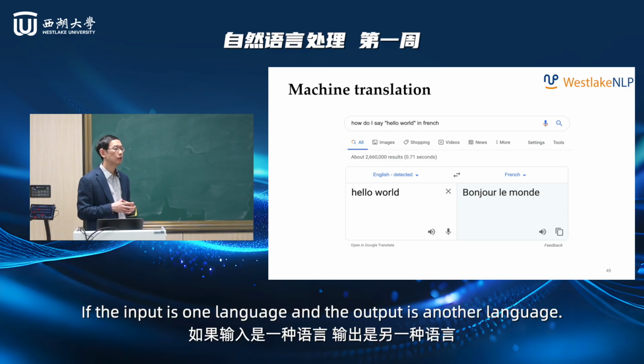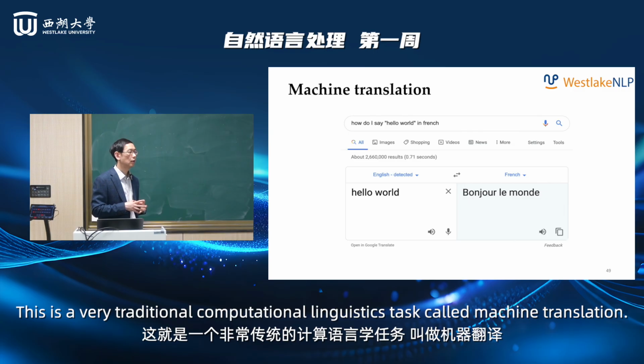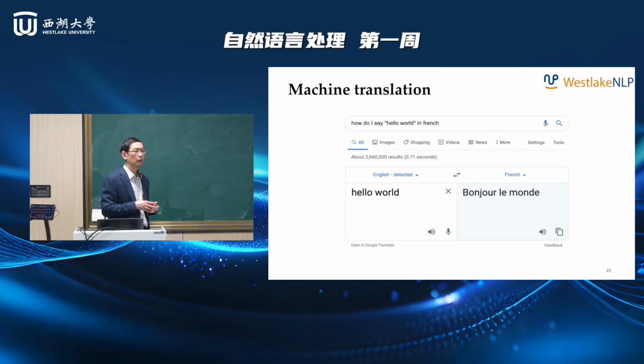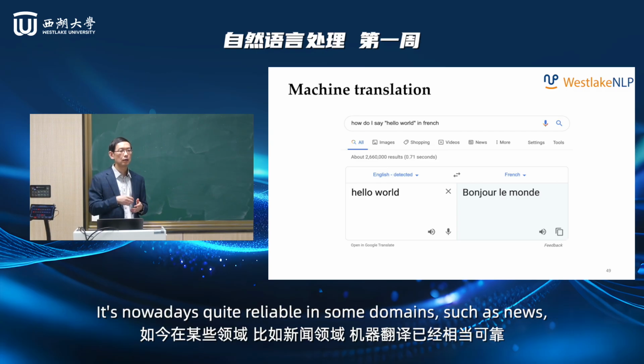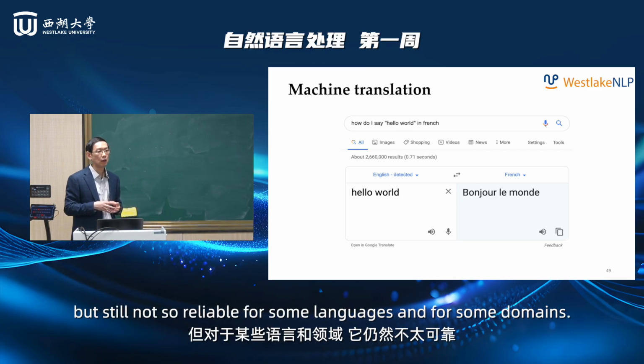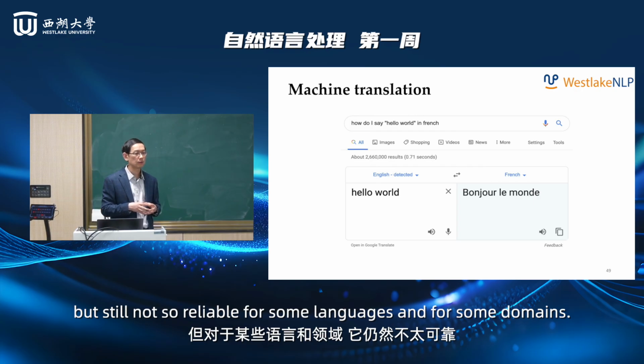If the input is one language and the output is another language, this is a very traditional computational linguistics task called machine translation. It is nowadays quite reliable in some domains, such as news, but still not so reliable for some languages and for some domains.